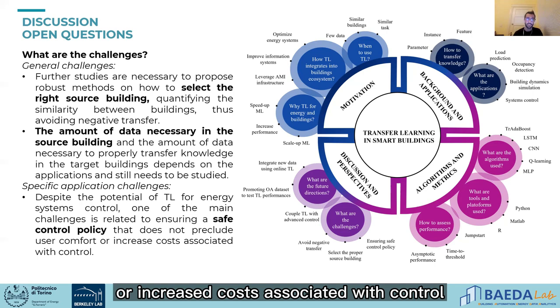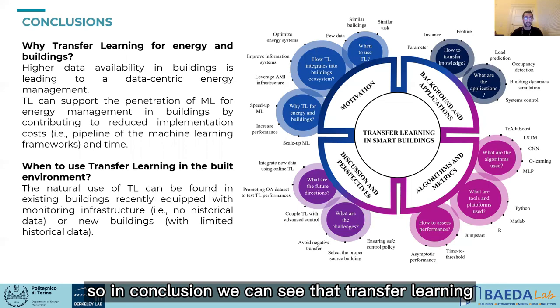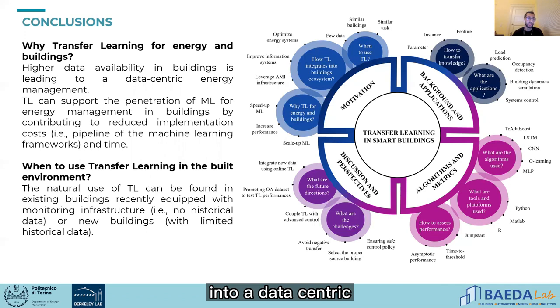So in conclusion, we can say that transfer learning can be used for energy in buildings because higher data availability in buildings is leading to data-centric energy management. And transfer learning can easily support the penetration of machine learning for energy management in buildings by contributing to reduce implementation costs and time. The natural use of transfer learning can be found in existing buildings, recently equipped with monitoring infrastructure, or new buildings with limited historical data.